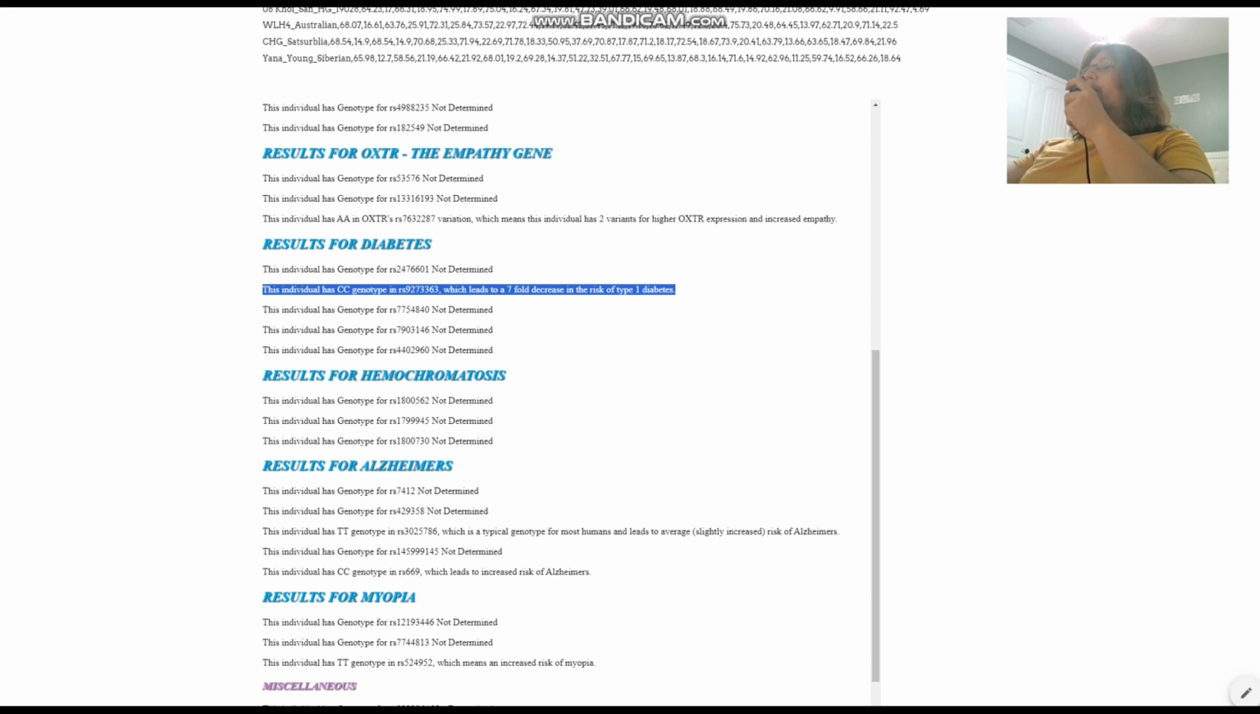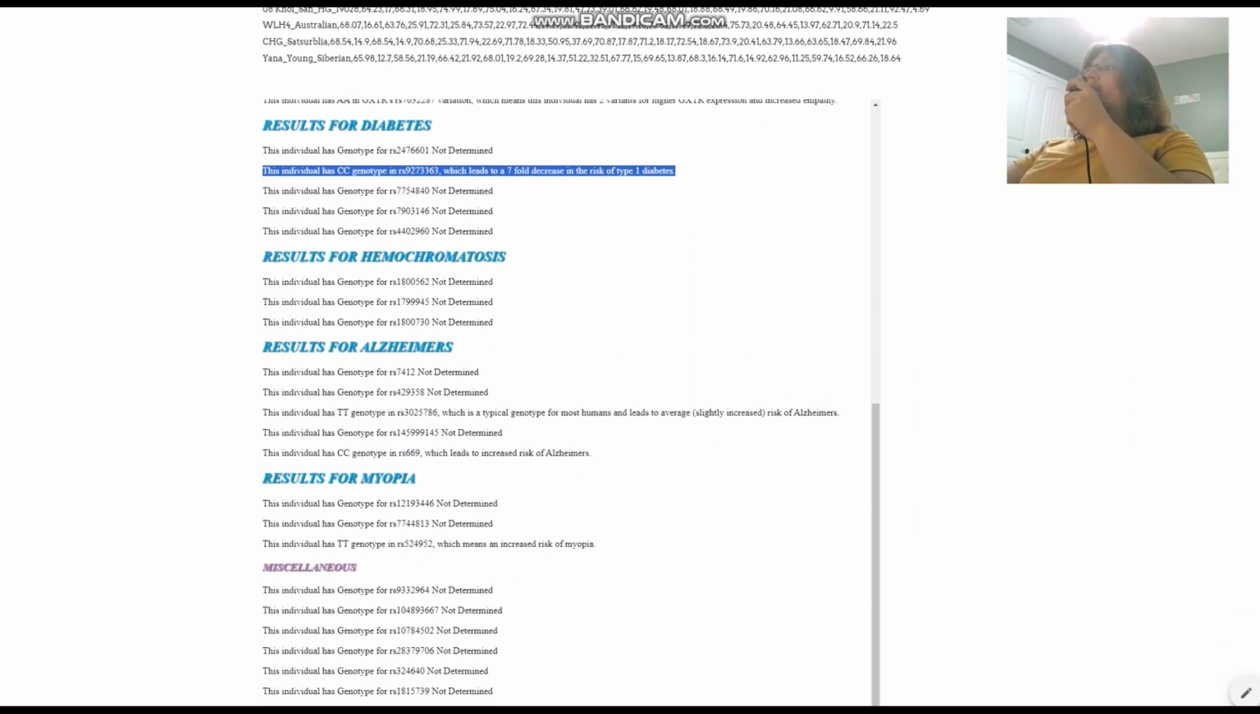The prediction success ratio would probably be like 30%. But it is the single most important variation that contributes to type 1 diabetes. And he does not have it. He's got CC here, 7-fold decrease in the risk of type 1 diabetes.